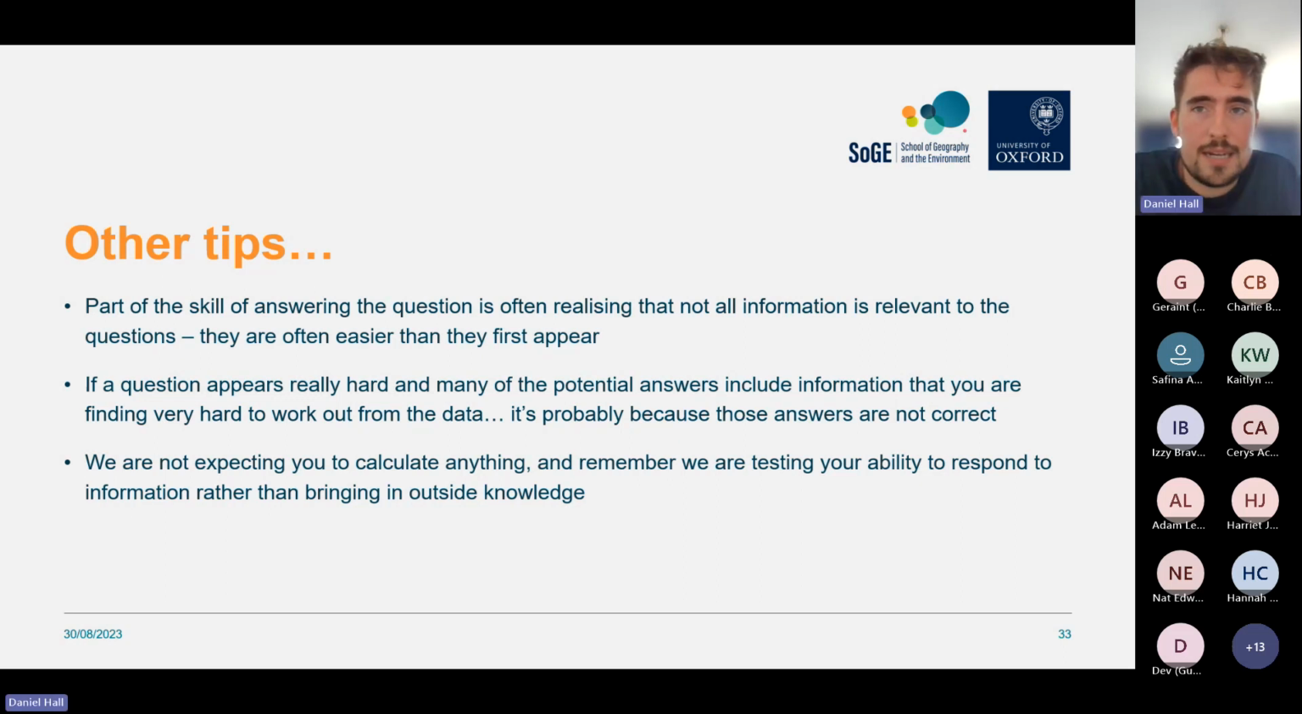We're not expecting you to calculate anything. Remember, we're testing your ability to respond to information rather than bringing in outside knowledge. So if you're looking at some answers and going, well, how could I possibly tell that from that graph? Well, that's probably not the answer.